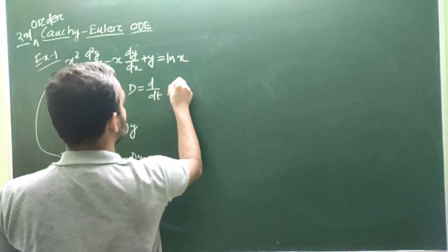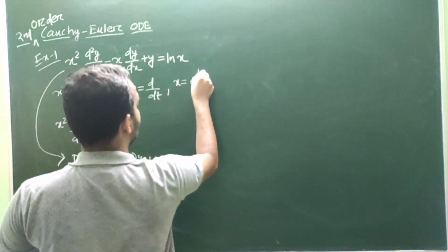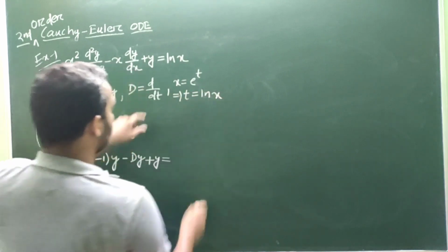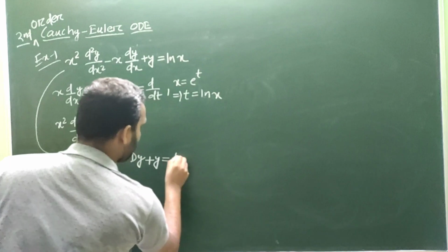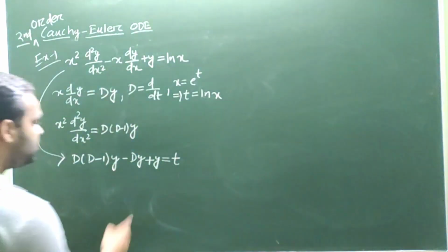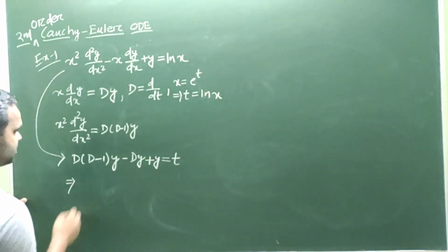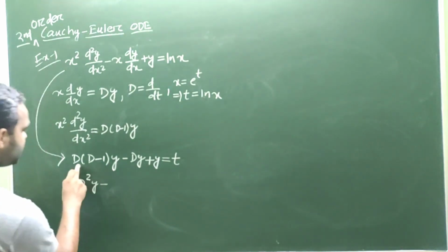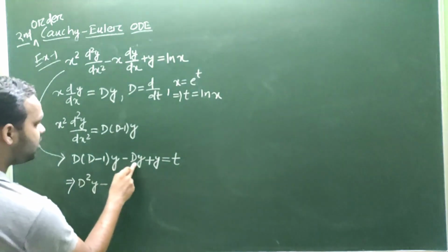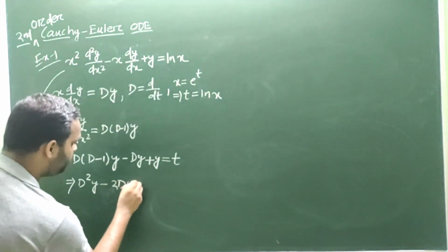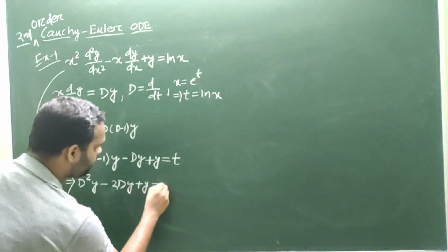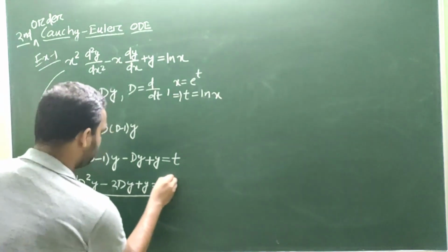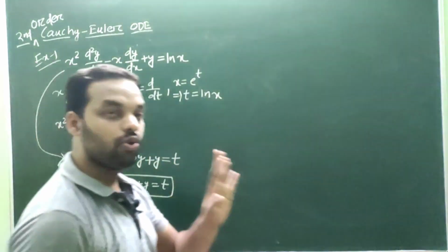That is, we have put x is equal to e to the power t, that implies t will be log x. So put log x as t, right? And now simplify or rearrange this. This will be D square y minus 2D, minus D here, minus D here. So this will be minus 2Dy plus y is equal to t, right? So this is the reduced ordinary differential equation with constant coefficients.